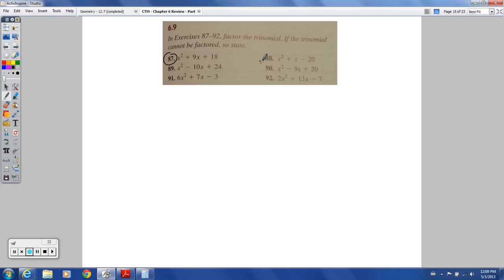Number 87 now, and number 90, we'll also be doing that one. Factor the trinomial. So a little bit of factoring. Shouldn't need any grids here. If the trinomial cannot be factored, we need to state that case, or state that it can't be.